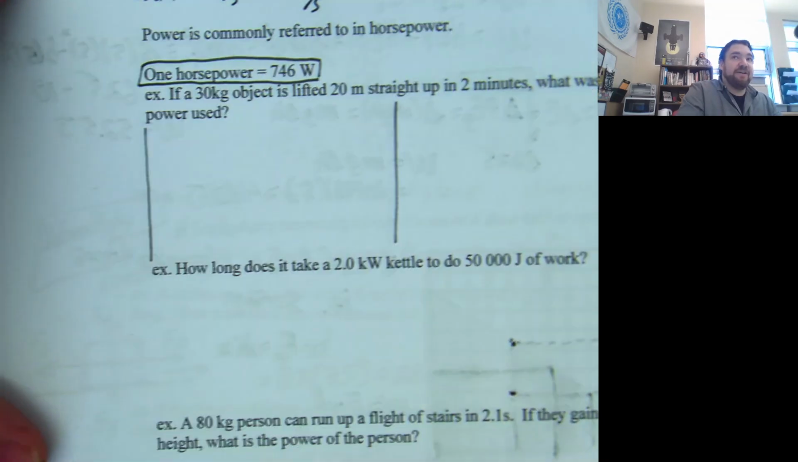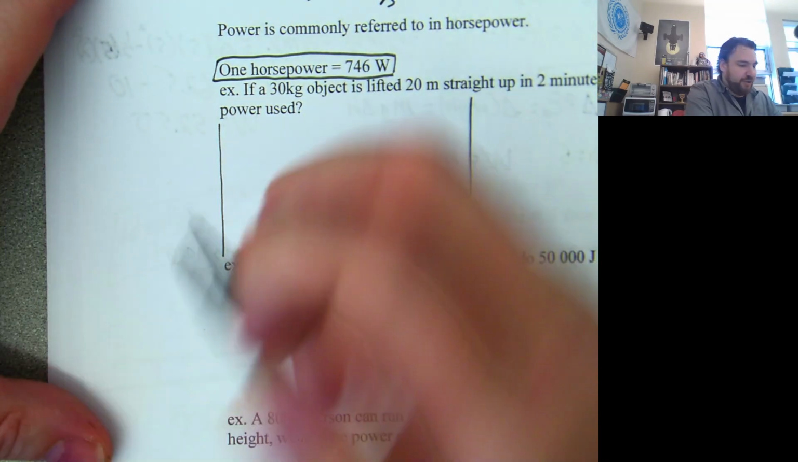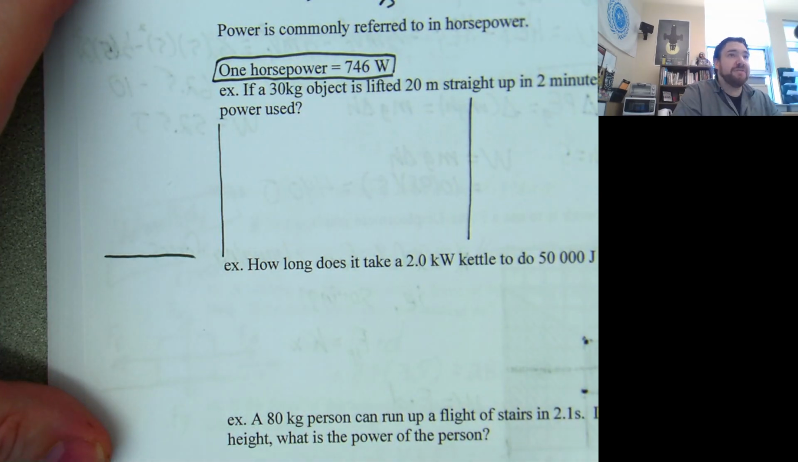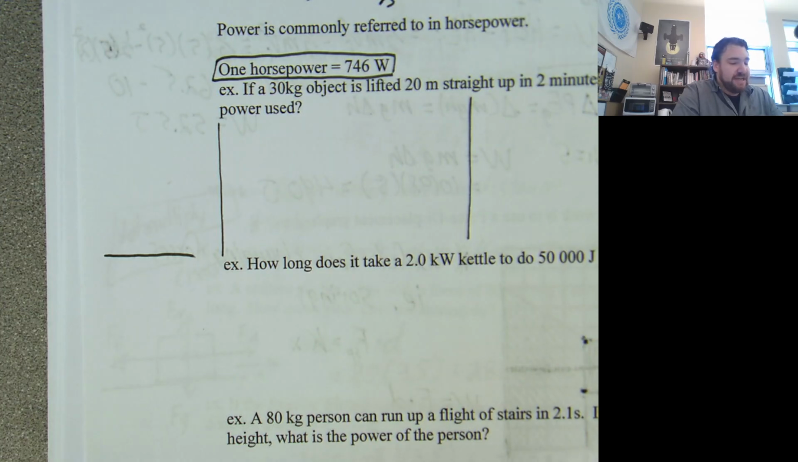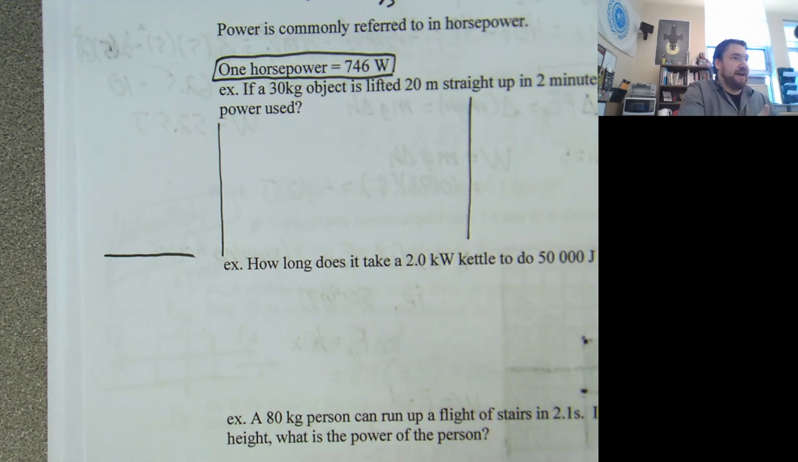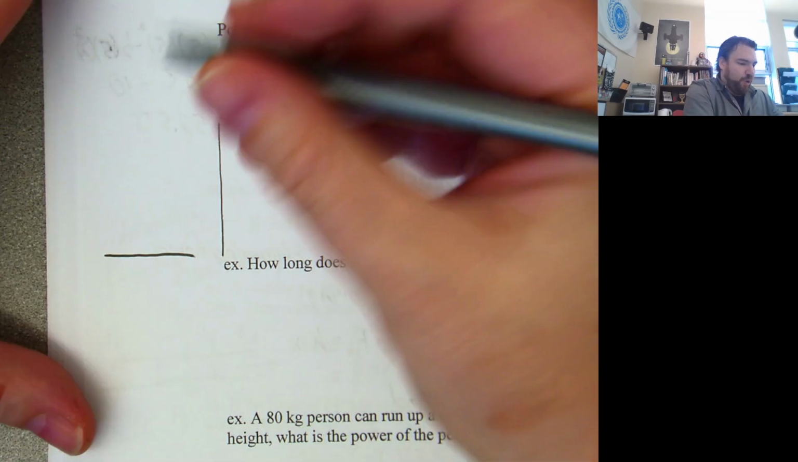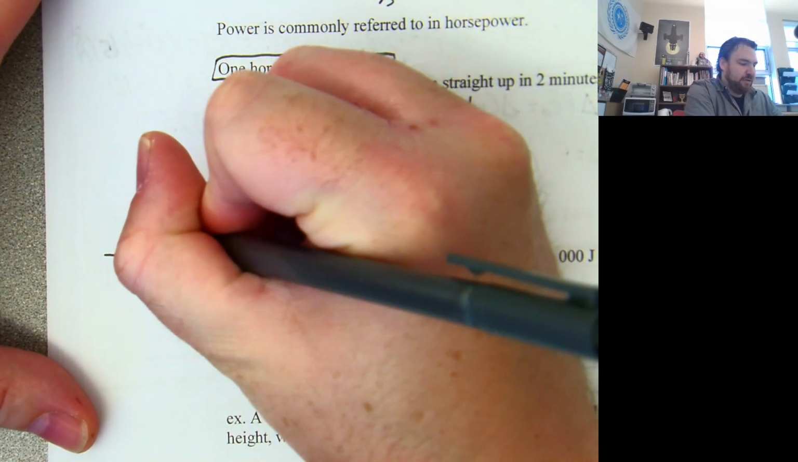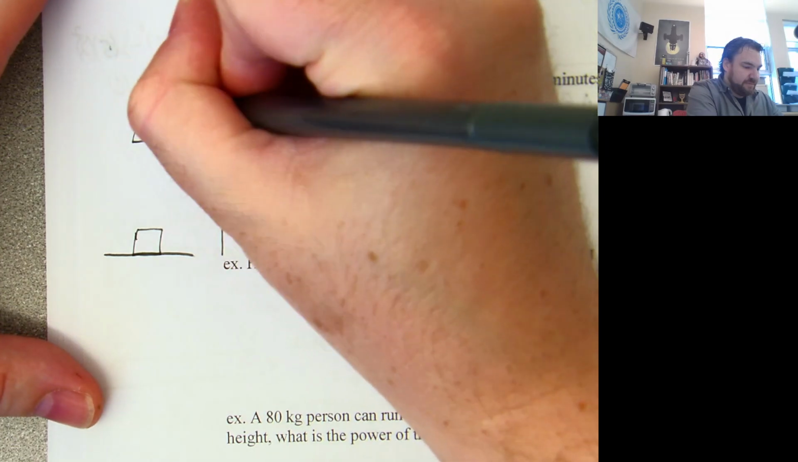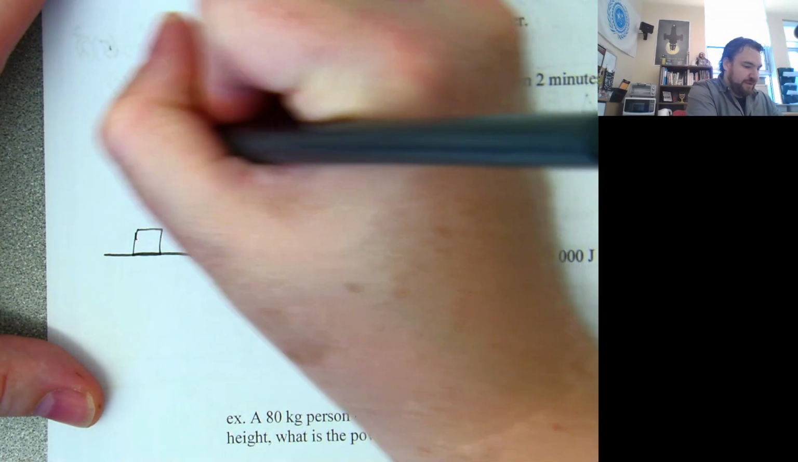On the left-hand side here, I'm going to draw this scenario. You've got an object. We don't know where the object starts. It doesn't tell us where the object starts. It just tells us that the object is lifted 20 meters straight up. So it could start at 10 meters and go to 30 meters. It could start at 5 meters and go to 25 meters. Or I could just as easily start at the ground, because why not, and be raised 20 meters.